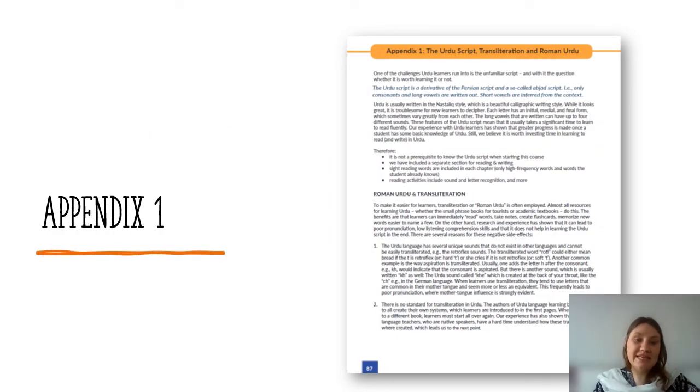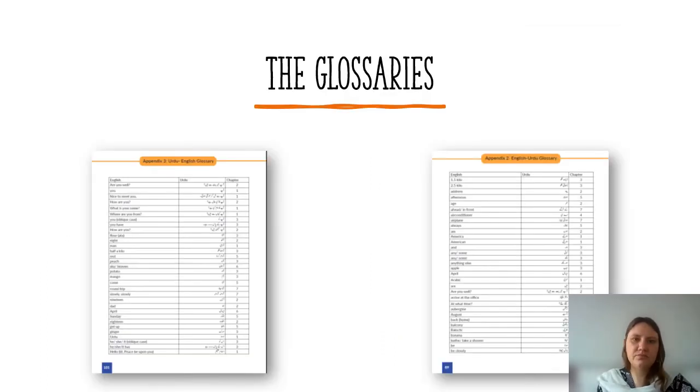Now we're almost at the end. As I've mentioned, there are a couple of appendices. The first one is all about the Urdu script, transliteration, and the use of Roman Urdu. So if you want to know a little bit more just in general about this topic, but then also our approach and why we have chosen to include Roman Urdu or not include it the way we have in this book, in this curriculum, then please have a look at this section.